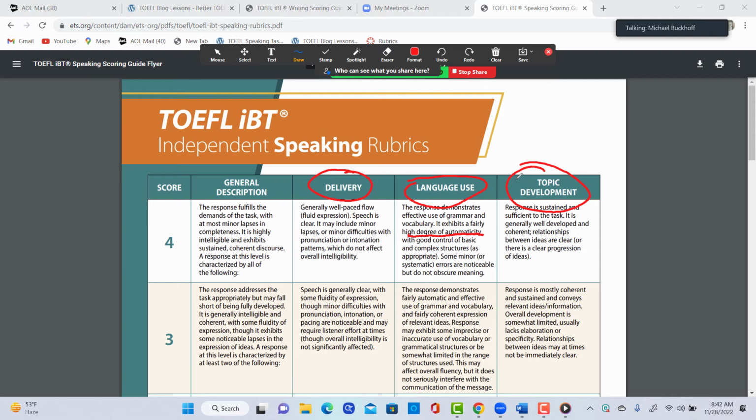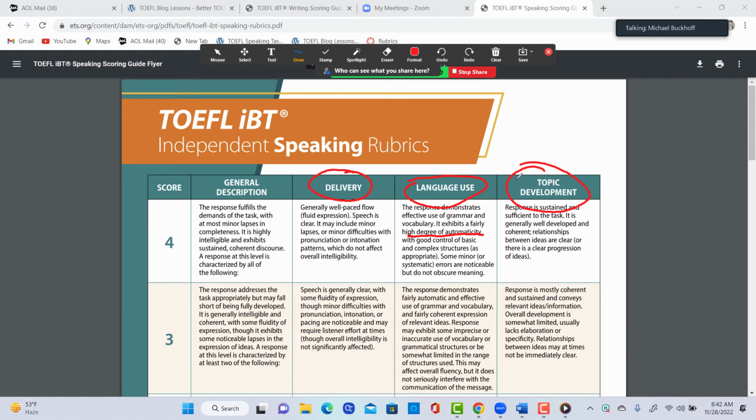Topic development, the main thing is you need better structure. You need a topic statement in the beginning that explains maybe one or two reasons why you think group or individual study is better, and then you refer to those ideas as you move through your response.